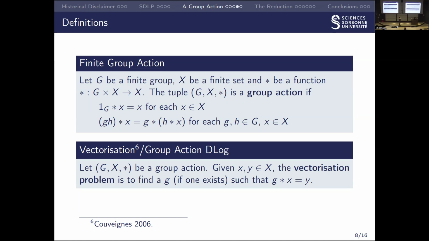And we have this problem that we heard about yesterday. I can't remember what people called it. It goes by many names. I'm using generally the one introduced by Couveignes, which is calling it the vectorization problem. And it's a generalization of the group action discrete logarithm. It's a generalization of the regular discrete logarithm problem because you can define taking discrete logs as a group action if you like. So you're given a pair in a set and you have to find a group element that takes one of these set elements to the other, if one exists.